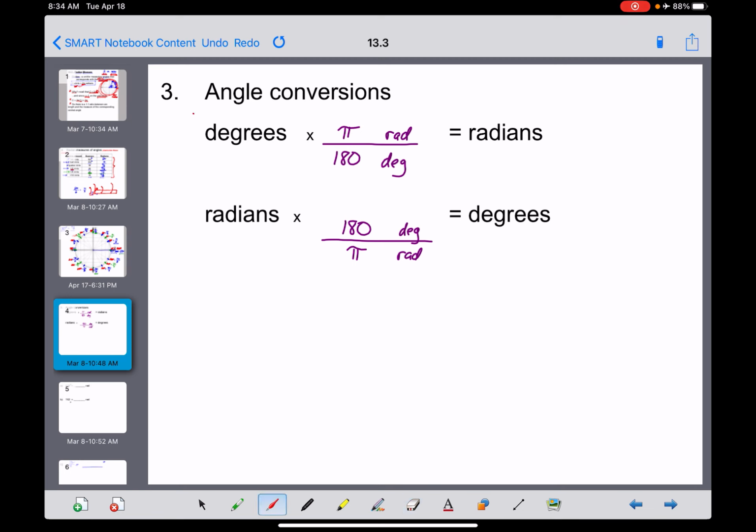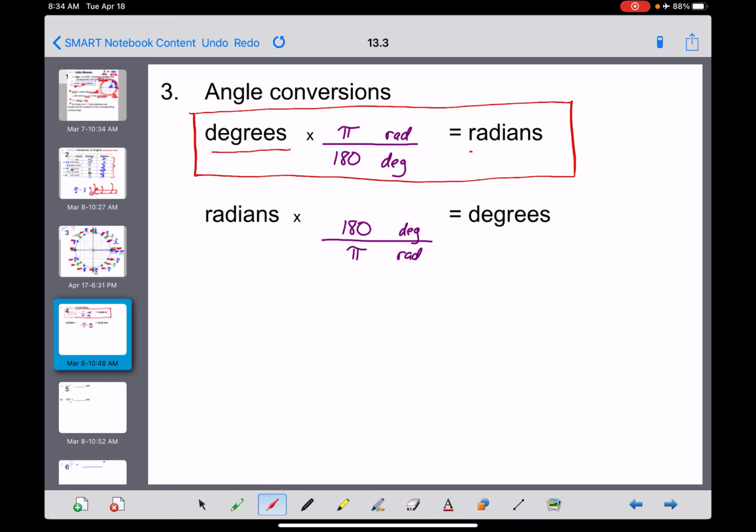The first formula right here, I guess I could have labeled this, but I'm hoping you can tell from the formula that we're starting off in degrees and ending in radians. So the formula for going from degrees to radians is to take your degree measure and multiply it by pi over 180. Thinking about units, the degrees on the top and the degrees on the bottom would cancel each other out and leave you with radians.